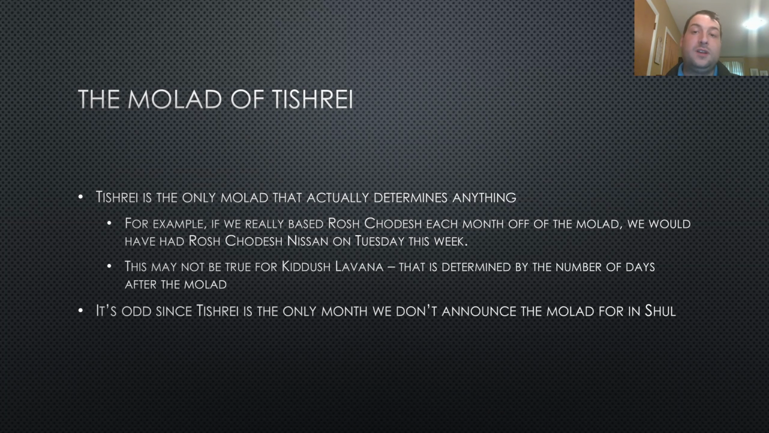What's interesting is that Tishrei is the only month that we don't announce in Shul. So for example, this week, if we had had Rosh Chodesh based on the actual molad, Rosh Chodesh Nisan would have been on Tuesday, but instead it was today. So it was actually 2 days after the molad.